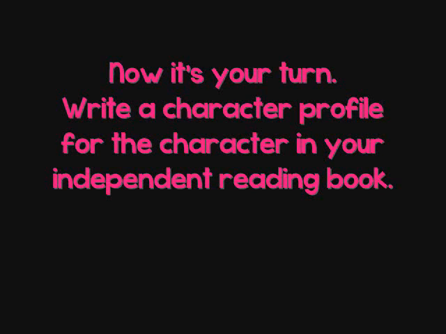Now it's your turn. For your practice, I want you to write a character profile for the character in your independent reading book. Please be sure to include quotes that support your explanation of the character and how the author is using characterization. If you are reading a nonfiction book, then you can complete this assignment using The Chaser by John Collier. Good luck, and be sure to bring your profiles to class with you tomorrow.